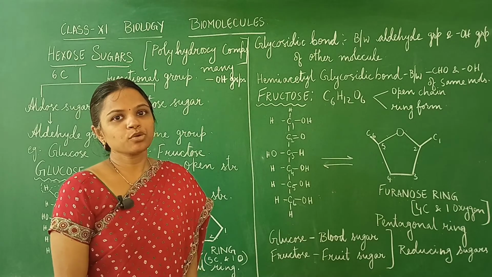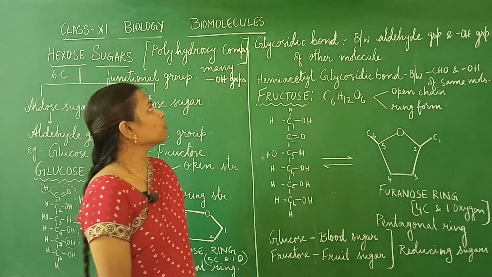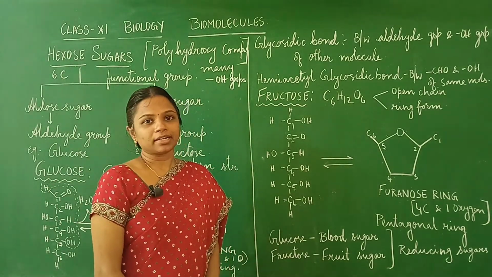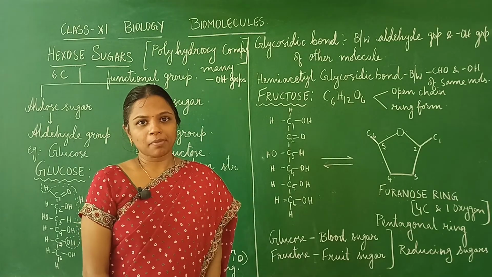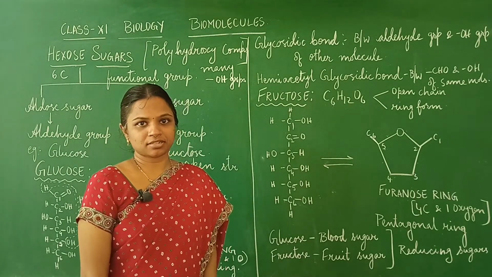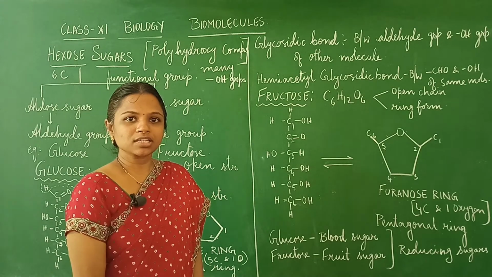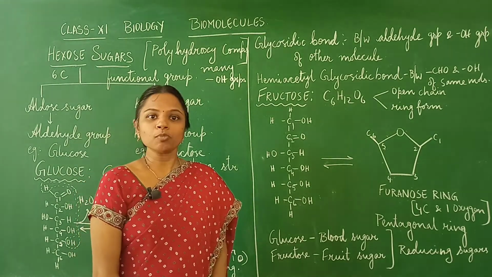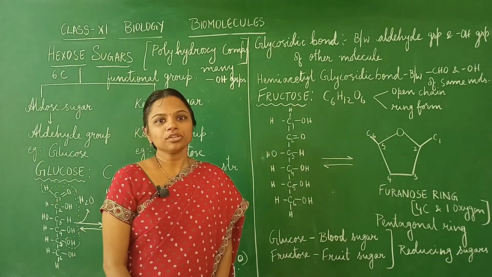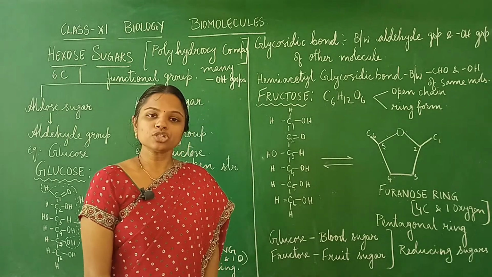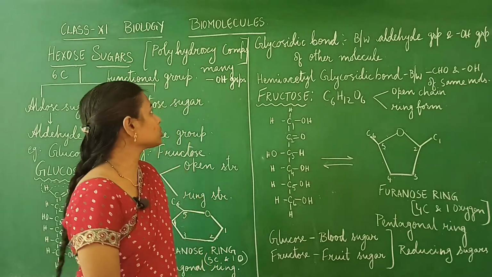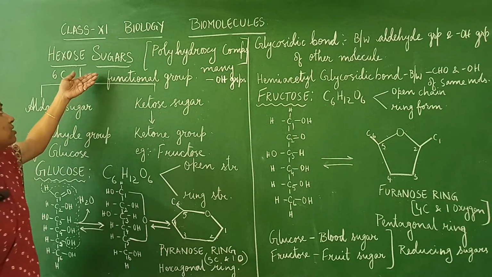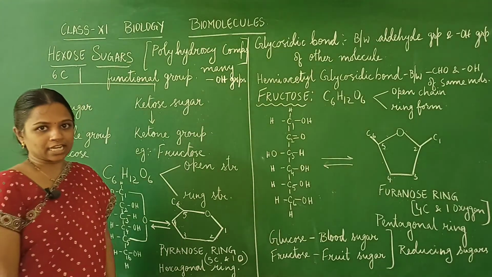In the last video, we were learning about the biomolecules chapter and some details about the carbohydrates. We have also learnt about the classification of monosaccharides based on the number of carbon atoms. Today, we will be learning about the hexose sugars in detail.